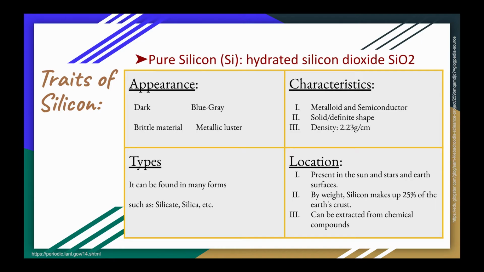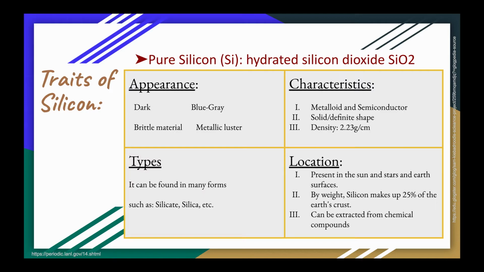It is typically found in many different forms, such as silica, silicate, and silicon dioxide. It is typically found in the Earth's surface and in the Sun and stars, and it also makes up 25% of the Earth's crust. So it can be found in big abundance.